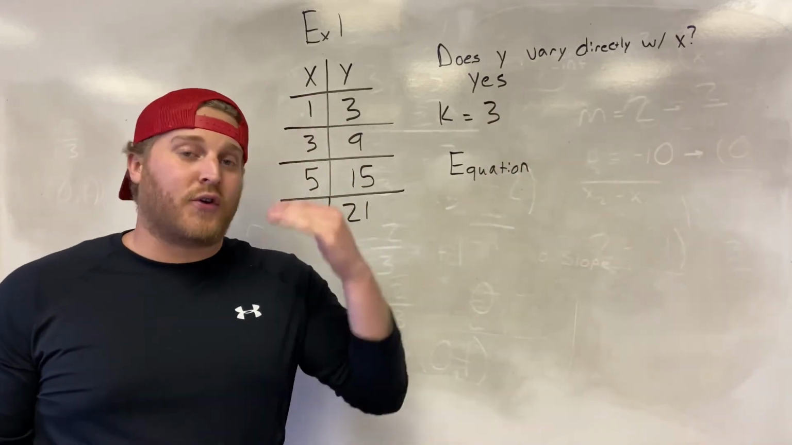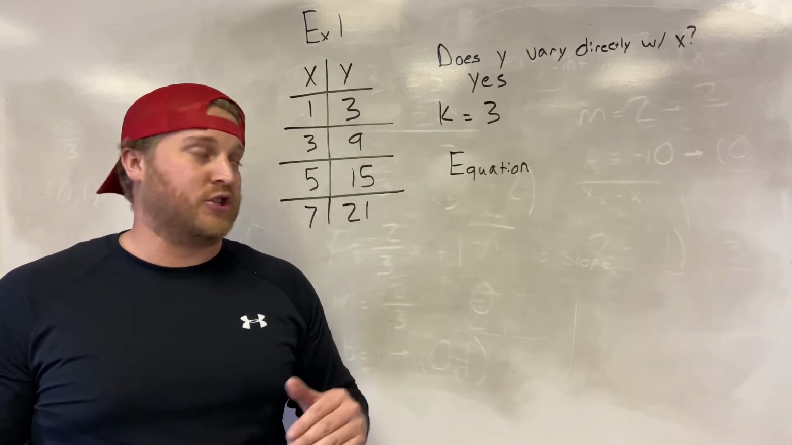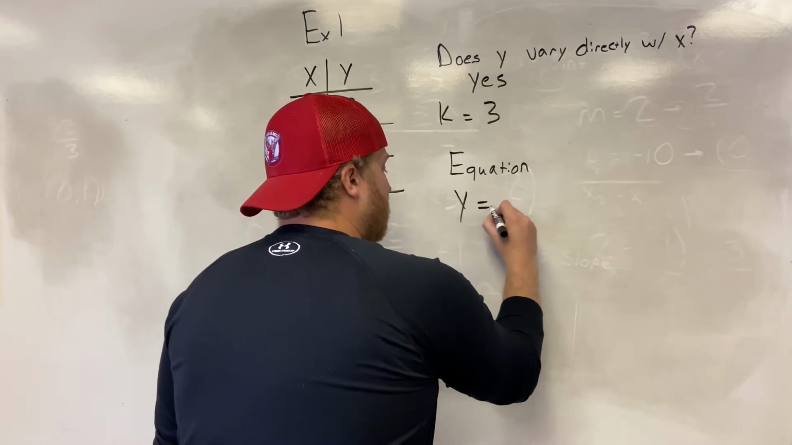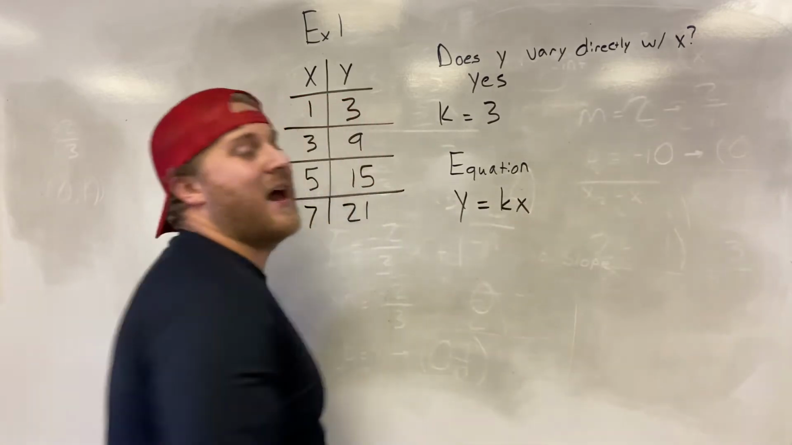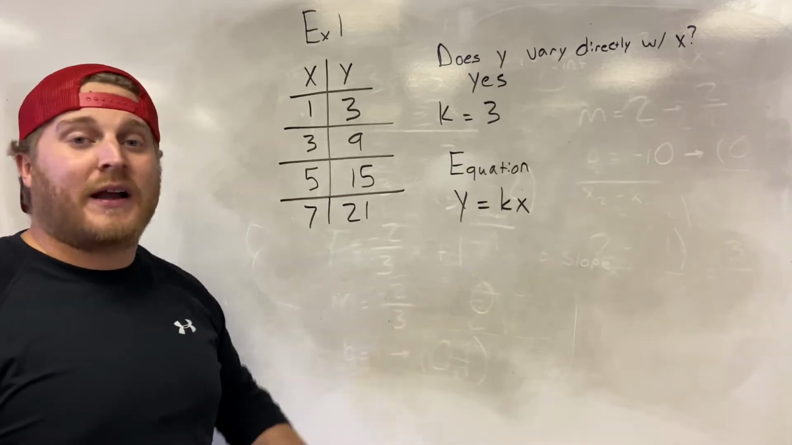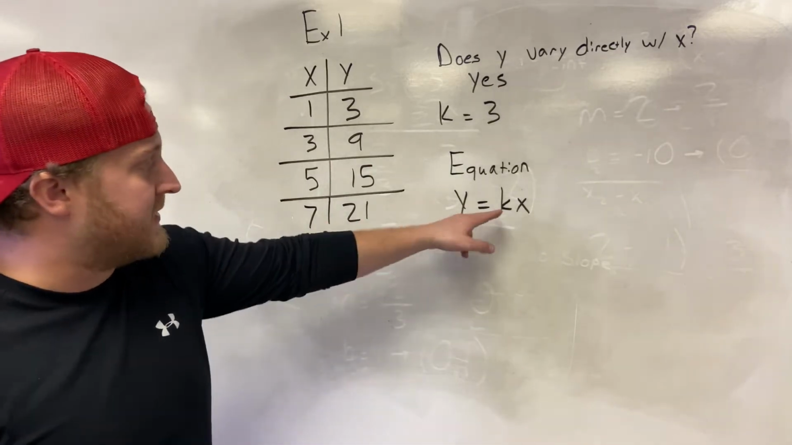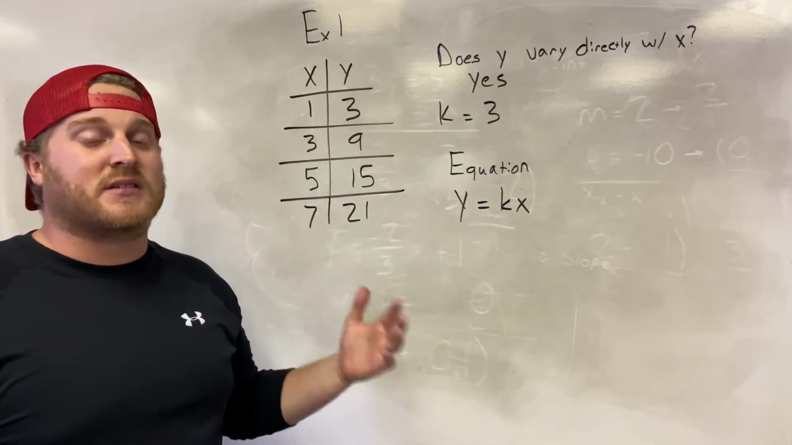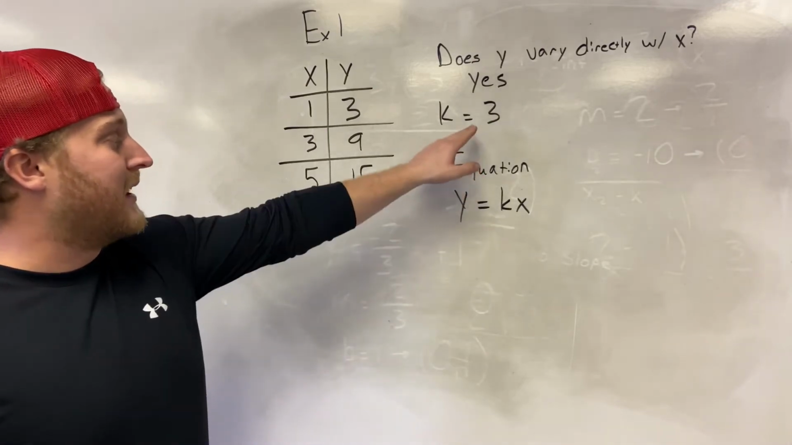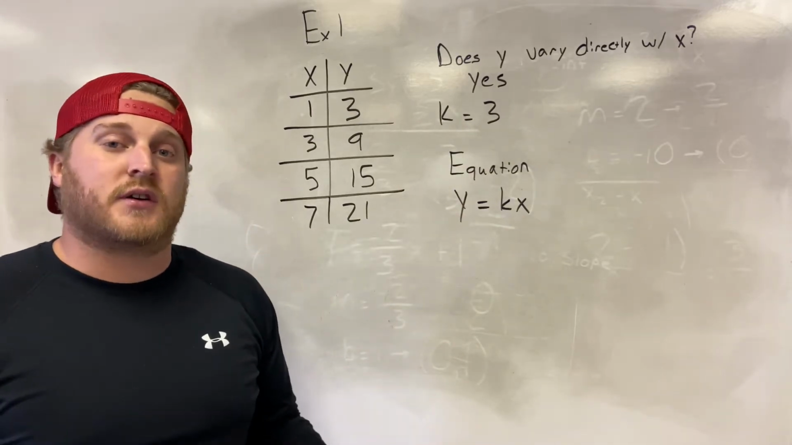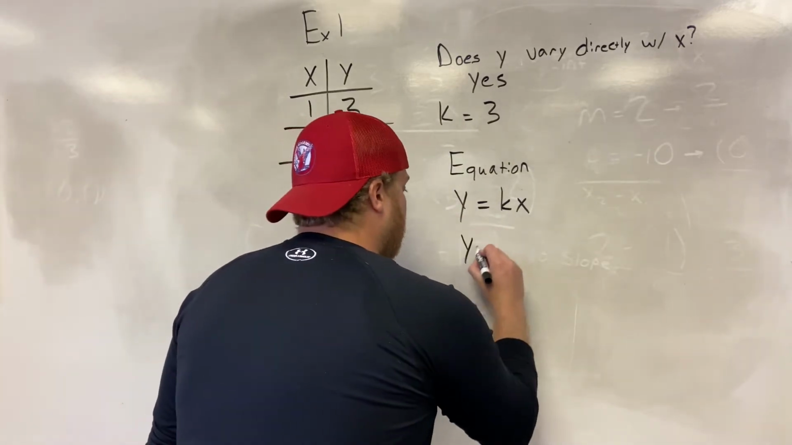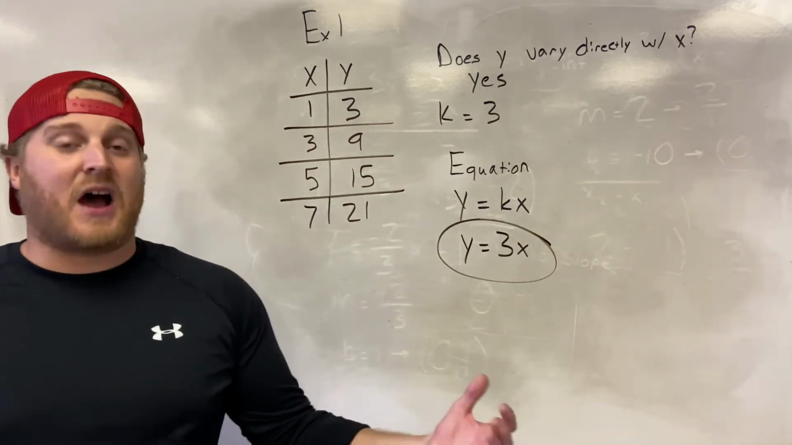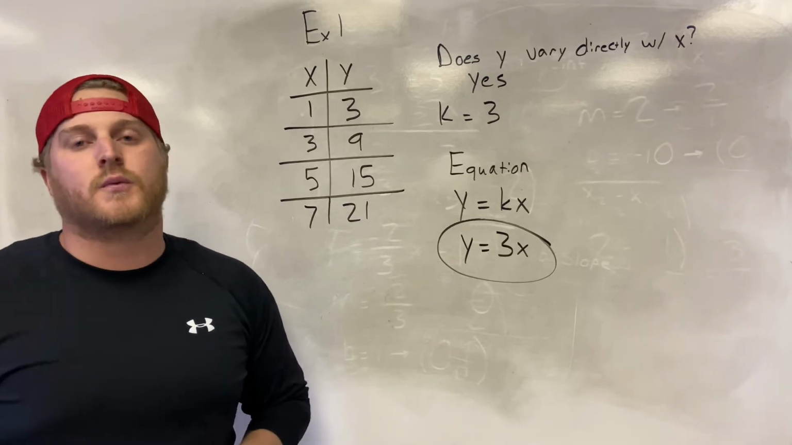Then it's asking for the direct variation equation. So remember, the direct variation is y equals kx. In order to write out this equation, instead of k, we're going to put what we've already said the constant is. Remember, k represents the constant of the variation. So because k is 3, the equation for this direct variation is going to be y equals 3x. And that is how we solve example 1. Let's do a few more examples really quick.